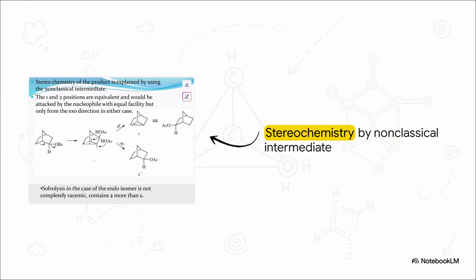Because the non-classical intermediate forms a symmetrical bridge, the 1 and 2 carbon positions become perfectly equivalent. So a nucleophile, the incoming molecule, can attack position 1 or position 2 with completely equal facility, but it can only approach from the exo direction. This perfectly explains that 50-50 racemic mix of the exo products we just talked about. It really is just an elegant, complete explanation.